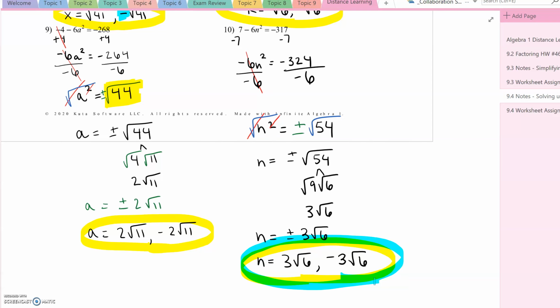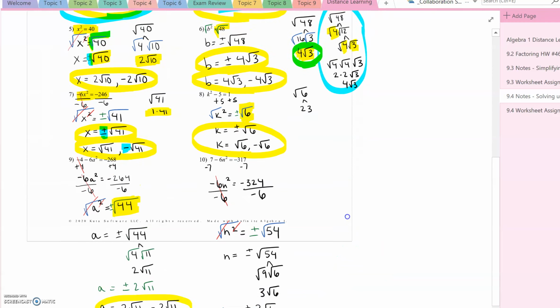So there are reasons and methods for why we choose each of these solution strategies, and we will go over those once we've learned all of our strategies. So far you've learned how to solve a quadratic by graphing. That was 9.1. In 9.2, you learned how to solve a quadratic by factoring. In 9.3, you learned how to simplify radicals, so that way in 9.4 you could solve quadratics by taking the square root. So that's the end of our notes for 9.4.